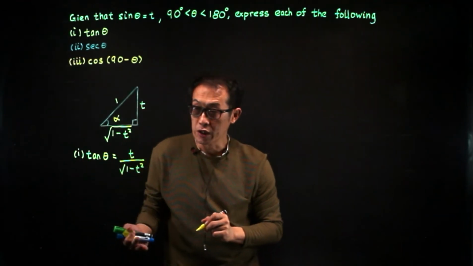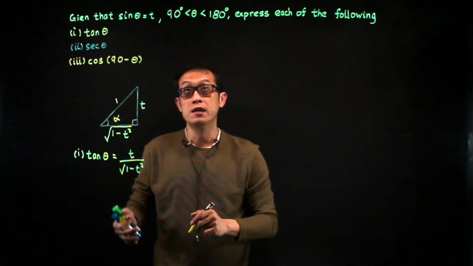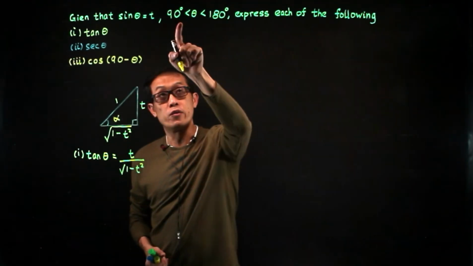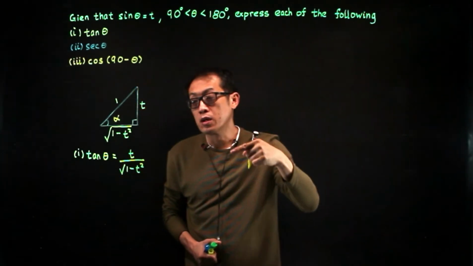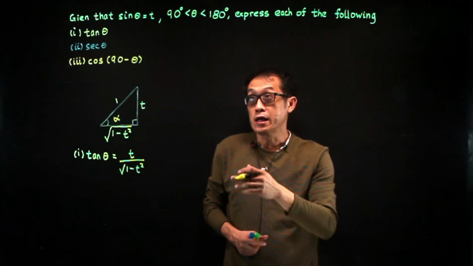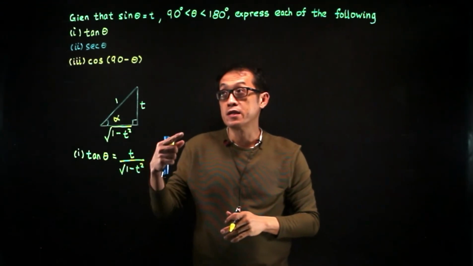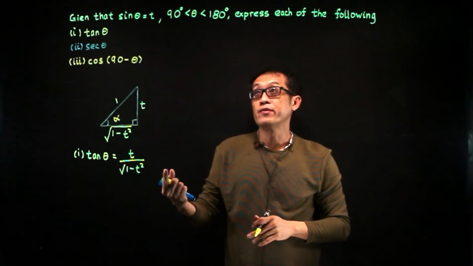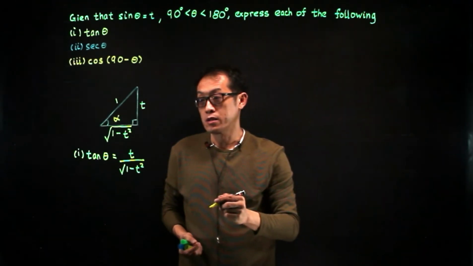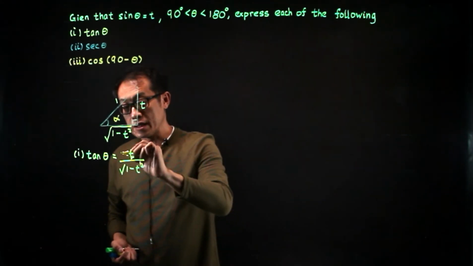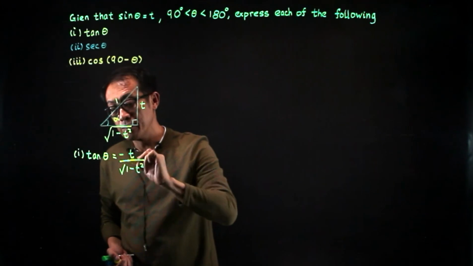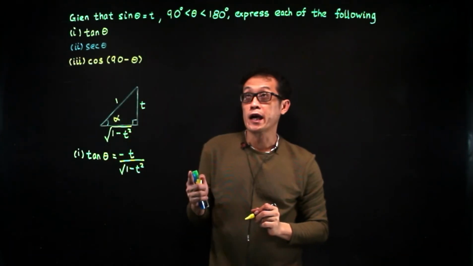Okay, so should it be a plus or should it be minus? Then you look at the quadrant where theta is. Now theta is in the second quadrant. So tangent is negative in the second quadrant. Now, does it mean that this is negative? No, you have to check.